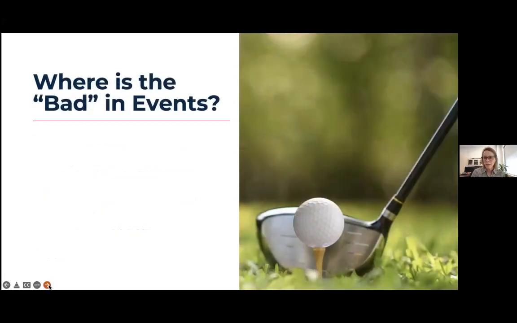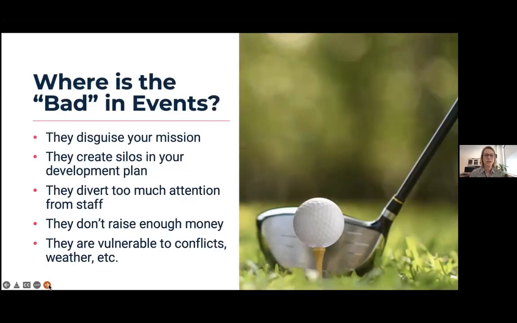So the bad that can happen in events, one of my least favorite things about events, is when they disguise your mission. And what I mean by that is that an attendee could come to your event and leave without understanding what you do as an organization. And so if you don't have a good platform to introduce your mission or share in a compelling way the story of what you do as an organization, I would question whether that's an effective event.